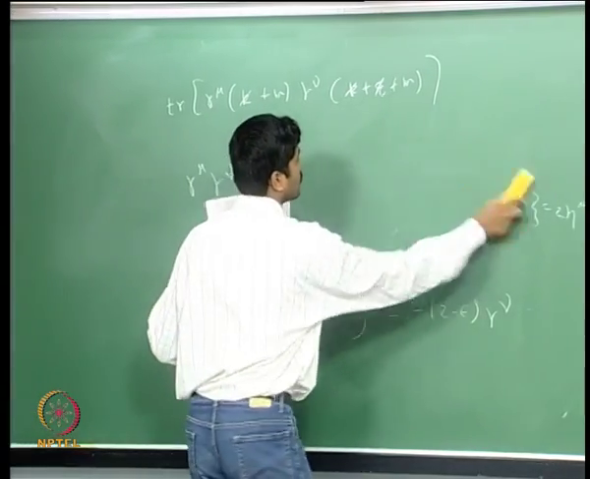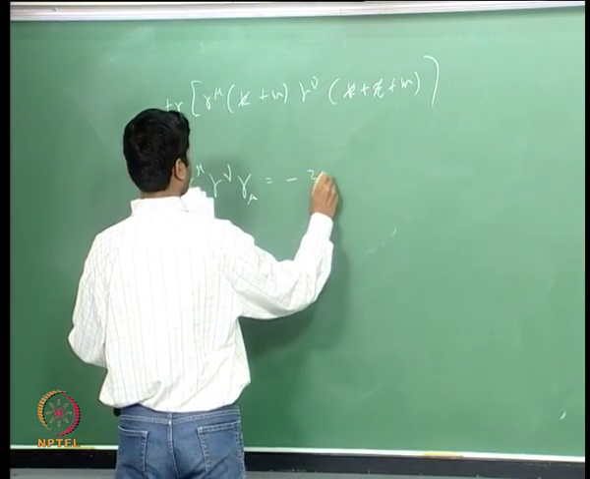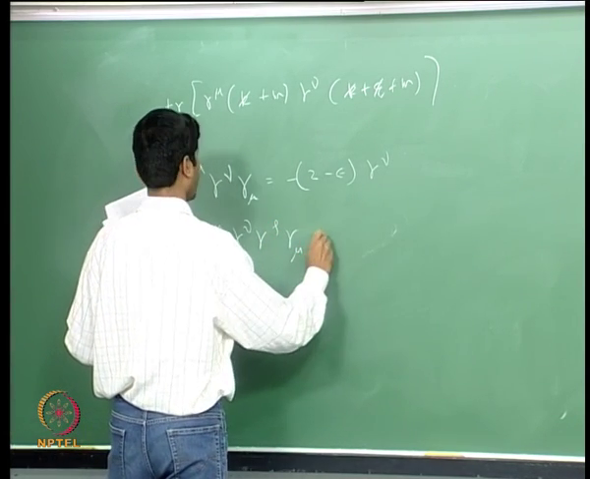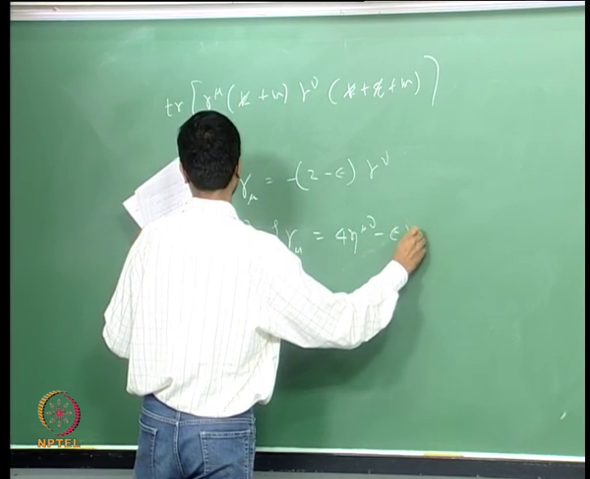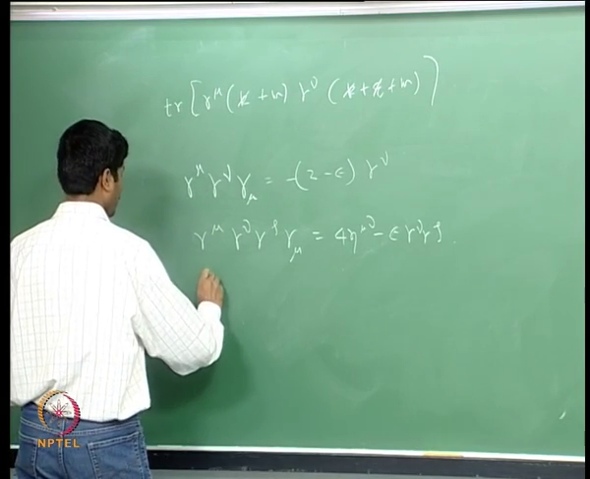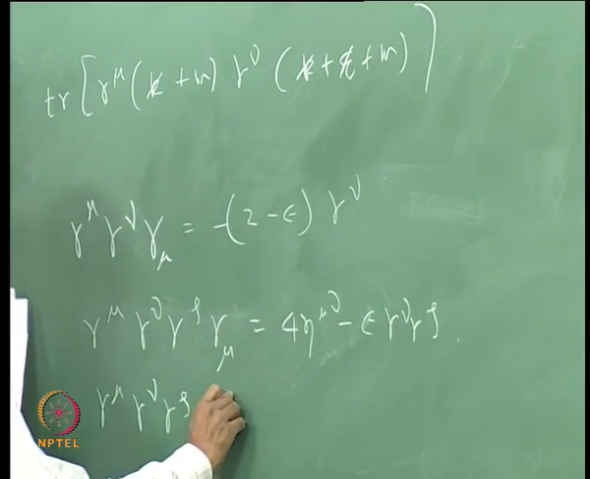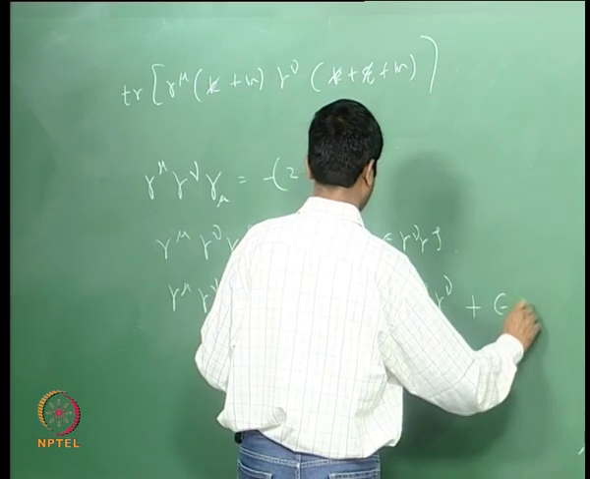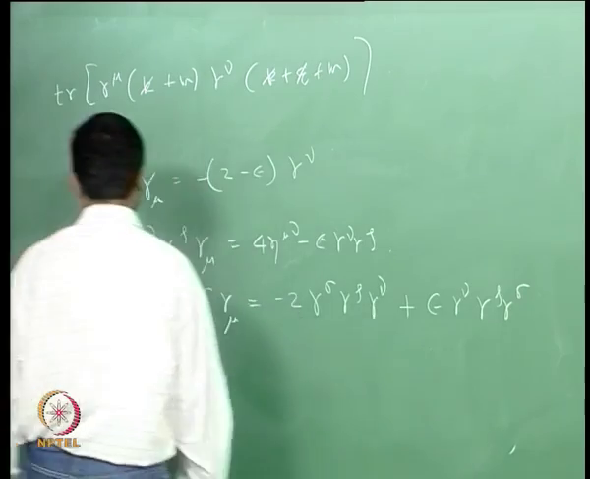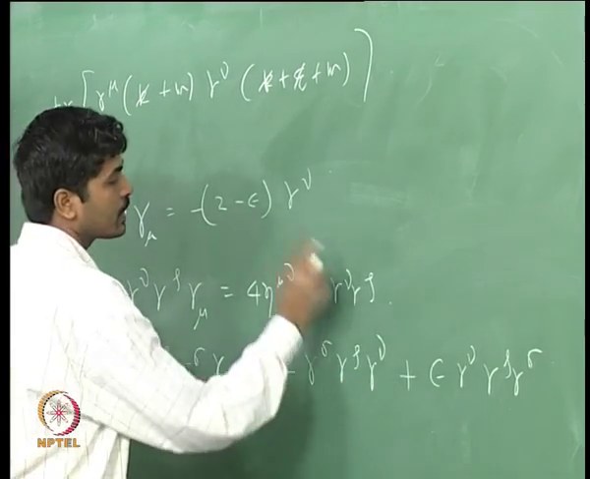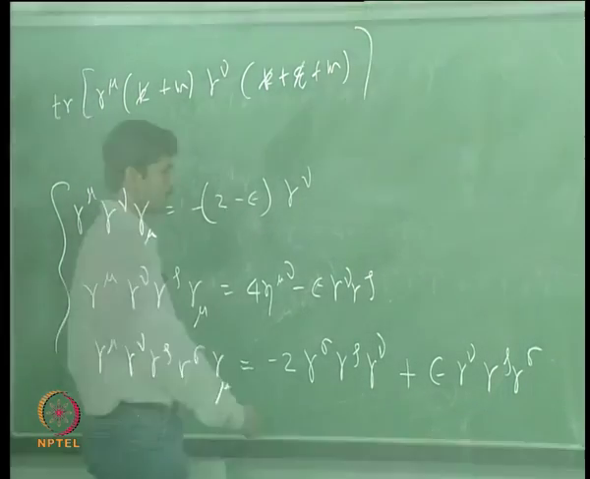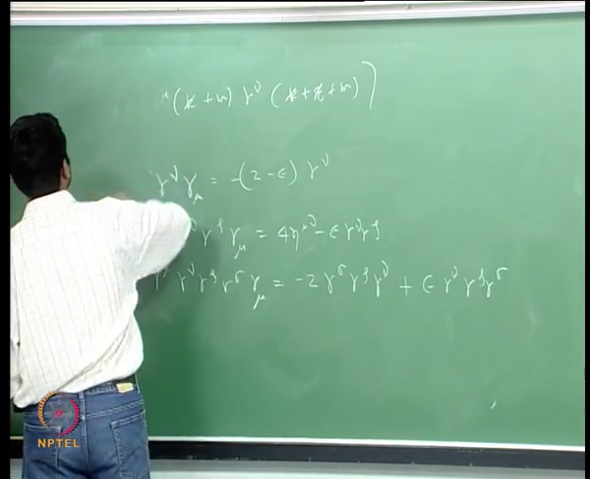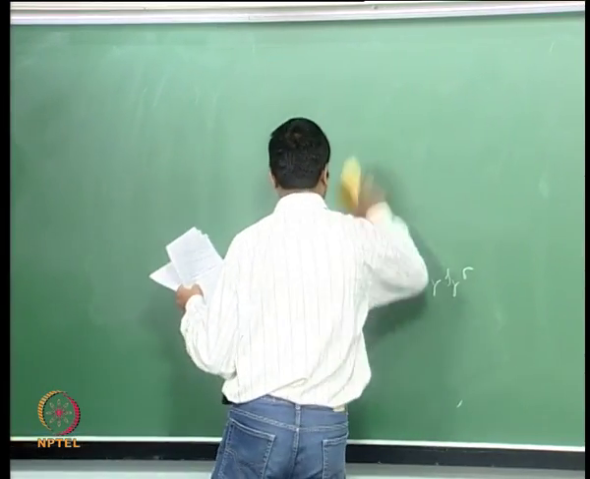So, this when we have evaluated, we saw that this is given by −(2 − ε)γ^ν. γ^μ γ^ν γ^ρ γ_μ is simply 4η^νρ − εγ^ν γ^ρ. And when there are 3 gamma matrices, γ^μ γ^ν γ^ρ γ^σ γ_μ is equal to −2γ^σ γ^ρ γ^ν + εγ^ν γ^ρ γ^σ. So, the epsilon dependence appears here explicitly when you evaluate the vertex corrections or the self energy diagram. But when you consider the physical amplitude, then all these corrections simply drop out. So we will not worry too much about the epsilon dependence here.